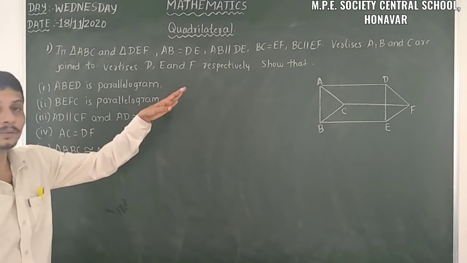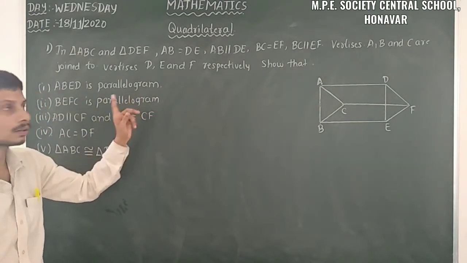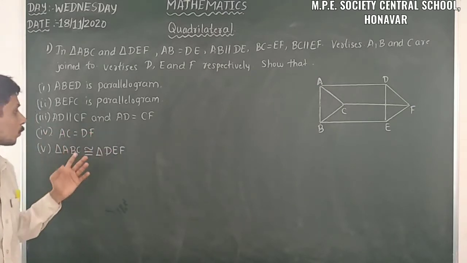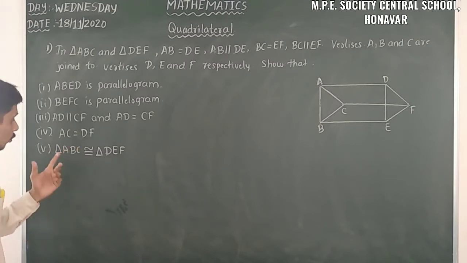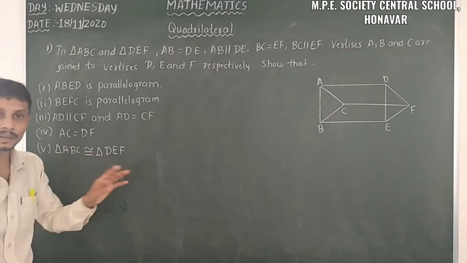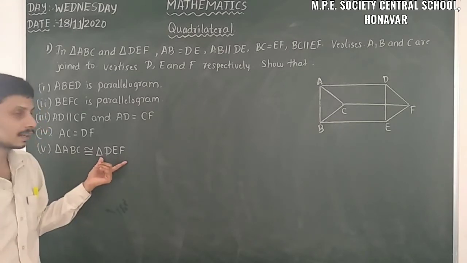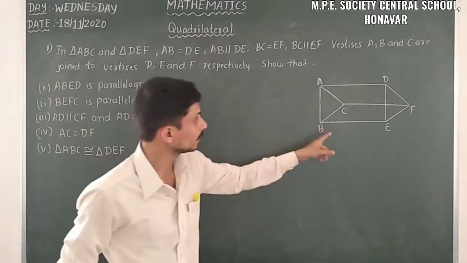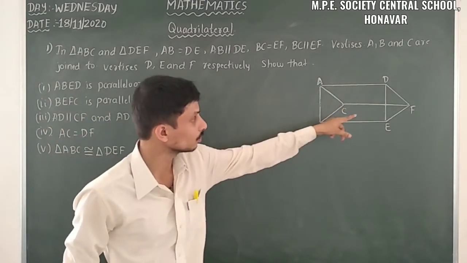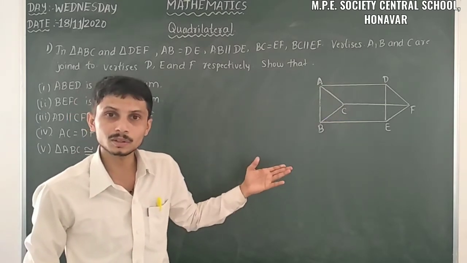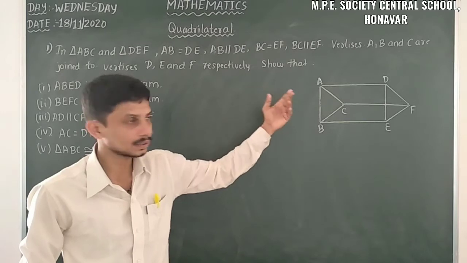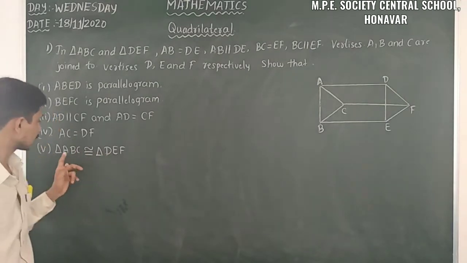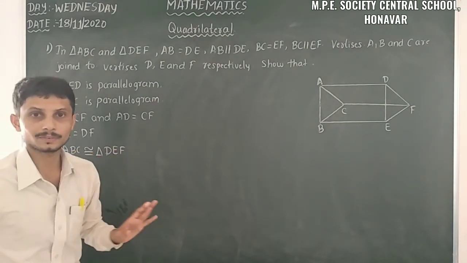Then we have to show that ABED is a parallelogram, BCFE is a parallelogram, AD is parallel to CF and AD is equal to CF, AC is equal to DF, and triangle ABC is congruent to triangle DEF. In triangle ABC and triangle DEF, we have AB equal to DE and BC equal to EF, and if we take any other angle or side equal, then we can conclude that triangle ABC is congruent to triangle DEF.